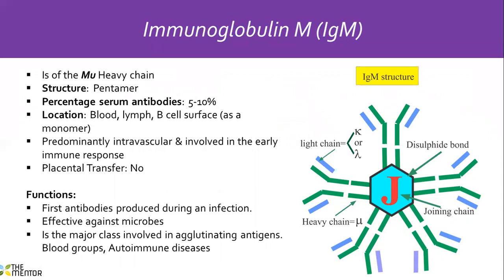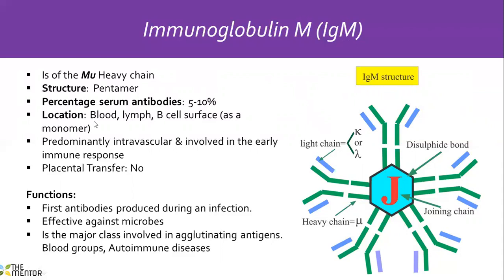IgM is a very interesting immunoglobulin. For this one, the heavy chain is mu, and that's why it's immunoglobulin M. The structure is a pentamer, meaning five complete Y structures. You see this is one, second, third, fourth, and fifth. All of them are normally joined by a disulfide-bonded chain called the J, the joining chain. So you can see it's a big structure, a big kind of immunoglobulin.